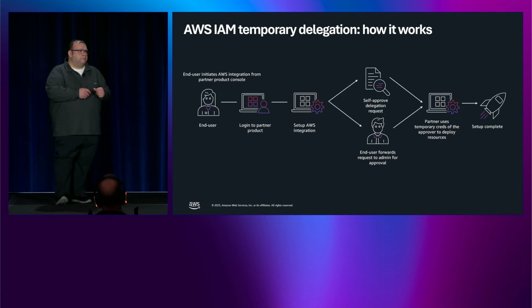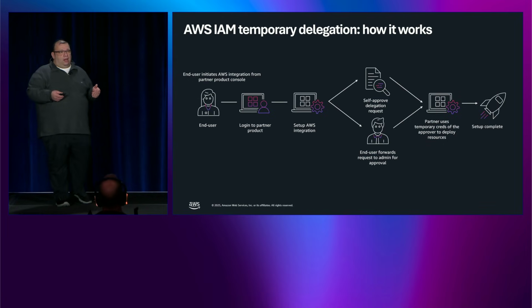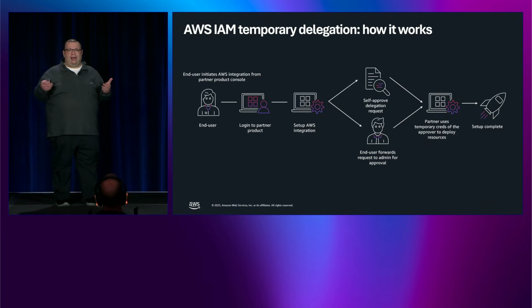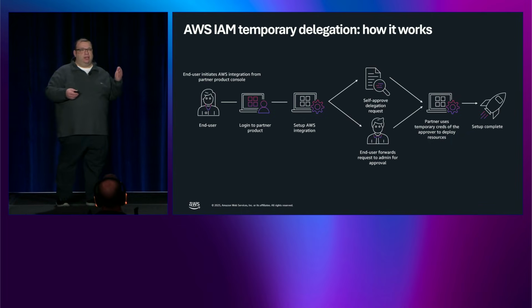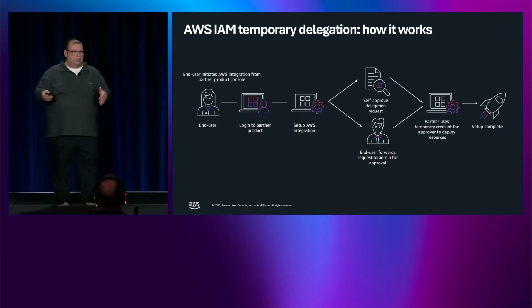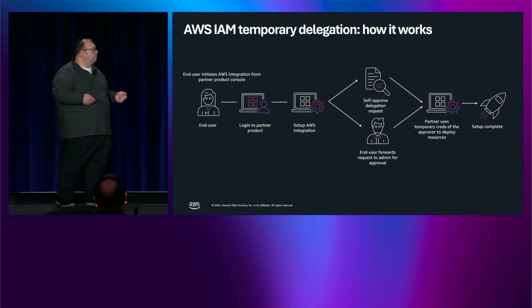a permission boundary. What's really cool here, it's the same type of theme, is that you no longer have to have that long-term persistent access for your partners, especially if they don't need it, right? A lot of times we see partner deployed something, the role is still around, it's not necessary anymore. This eliminates a lot of that.